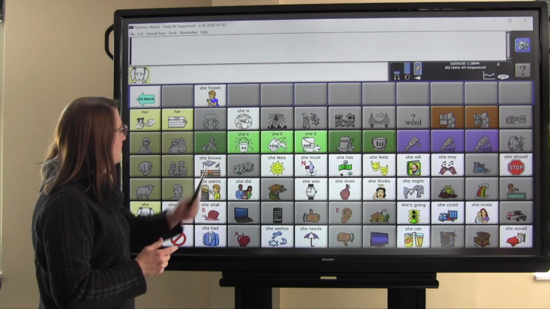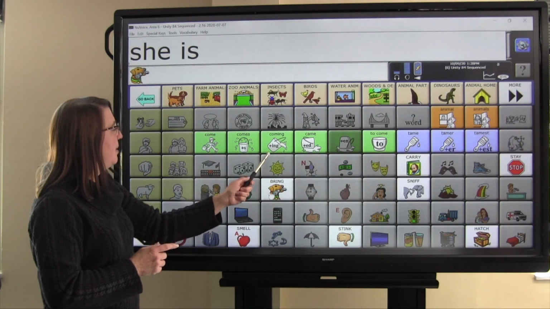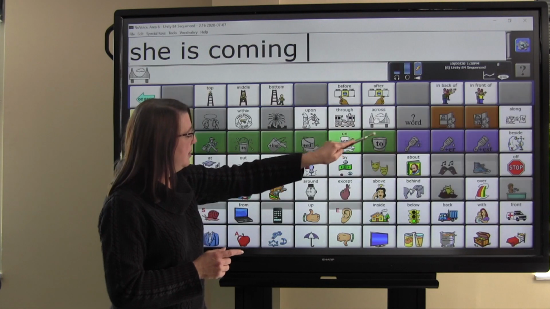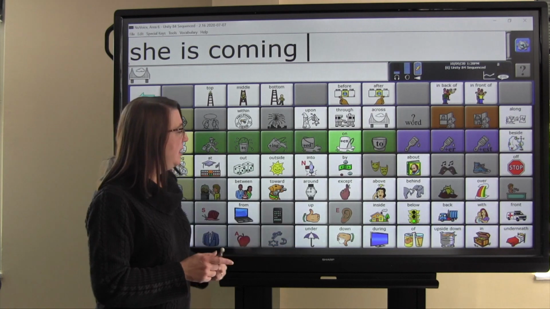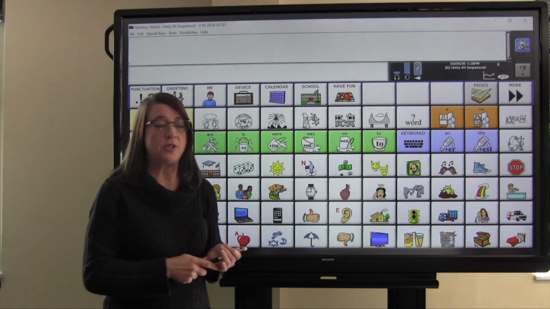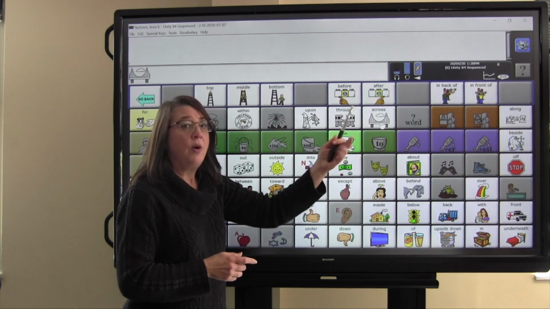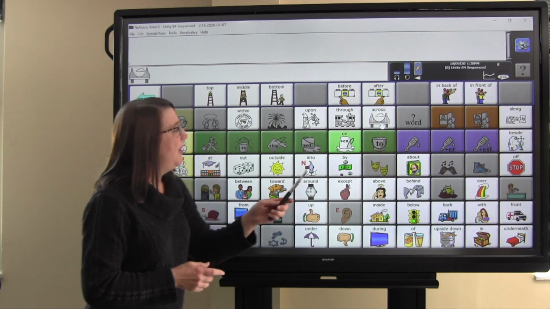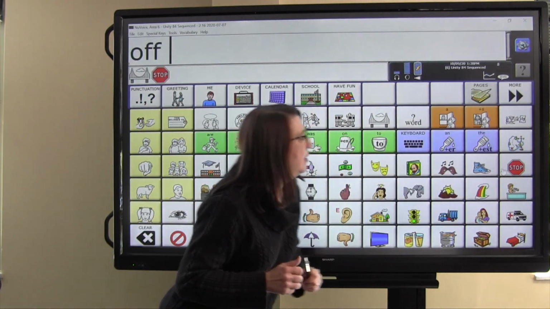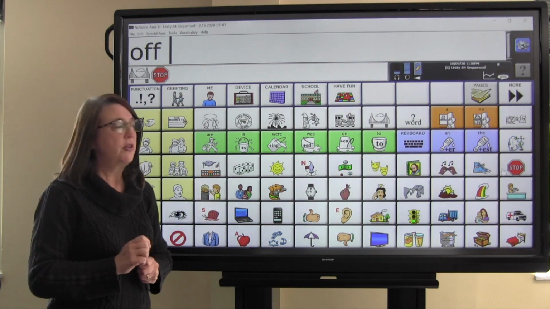She is coming. Remember, the dog represents coming. Down is preposition plus the thumbs down key. Okay. Another preposition that we would want to take a look at would be off. We know on. Let's go ahead and say off. Off is with the stop key, or the stop icon, because when you want something to stop, you could turn it off.